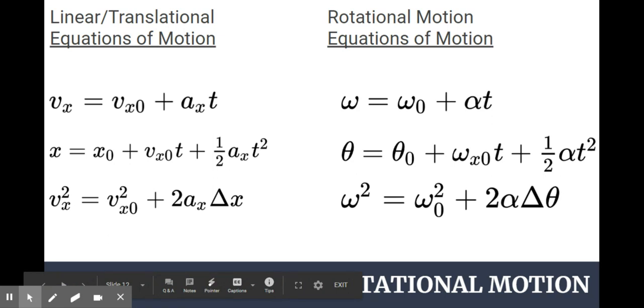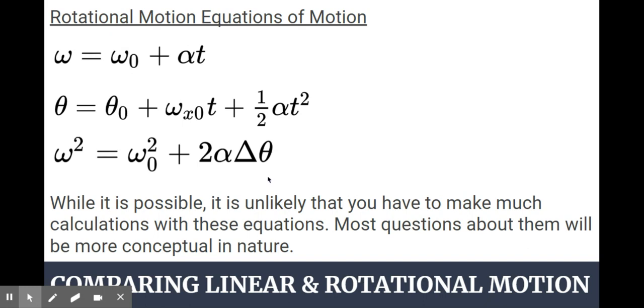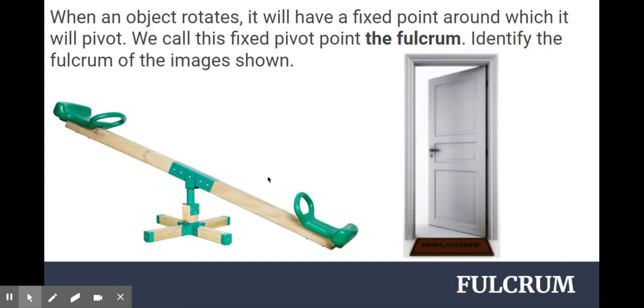So I would give a focus to understanding these equations. All right. So whenever an object rotates, it's going to have a point about which it's going to rotate. Sometimes when we have a fixed point, we call that our pivot point. Sometimes it's also called the fulcrum.